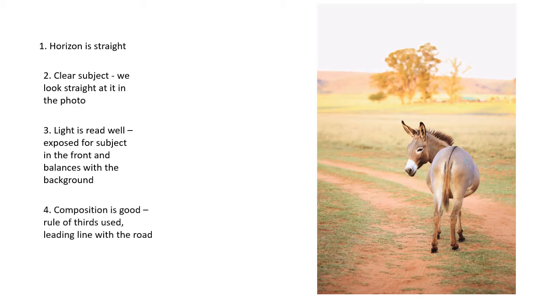Then the composition is good. So we've used rule of thirds. We're not cutting the photo in half with the horizon. Rule of thirds with the donkey, and we also have a really nice leading line with this road that comes past the donkey here. So it kind of leads you in and out of the frame as well. And it's the right moment. The donkey is looking back at the camera to make a nice portrait shot. So overall it becomes a much stronger image than the image from the beginning.